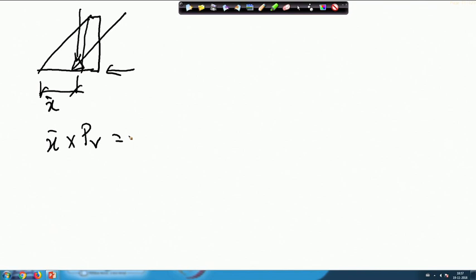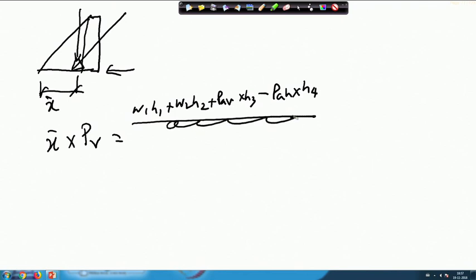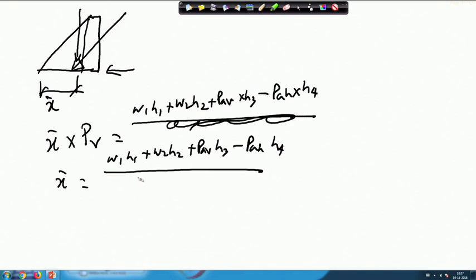So, that means W1H1 plus W2H2 plus PAV multiplied by H3 minus PAH multiplied by H4, divided by PV. Sorry, this should be equated, and then I will get x bar equal to (W1H1 + W2H2 + PAV·H3 − PAH·H4) divided by PV.